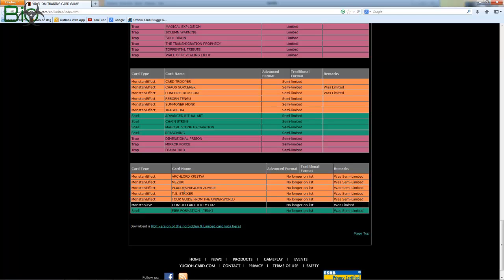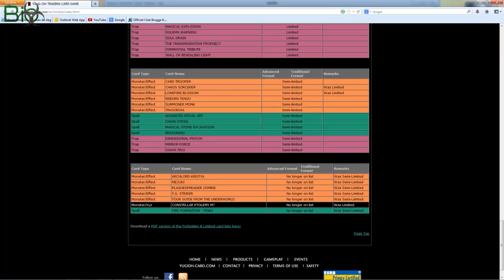TG Striker has come back to 3. He was semi-limited, so maybe we'll see more TG Stun again in a much lower format. One surprise is that Tour Guide came back, so Tour Guide from the Underworld. And this is another example of Konami trying to promote these slower decks by inserting some speed through Tour Guide. So this also contributes to the fact that you can run Tour Guide in Light-based decks, running Archlord Krista, for example, thus promoting you to run Chaos Sorcerer and such, so it's kind of a vicious circle.